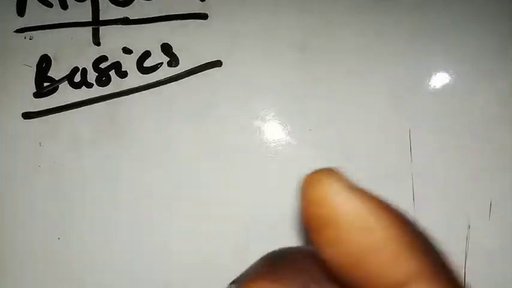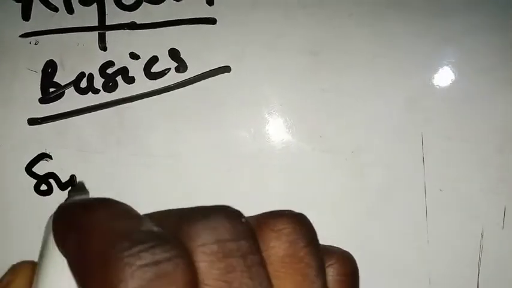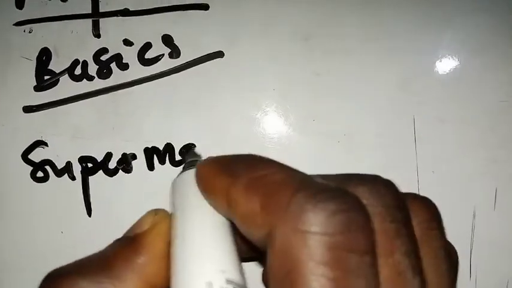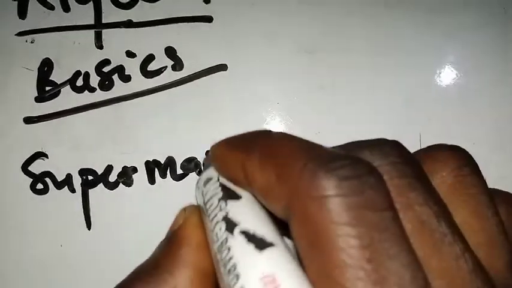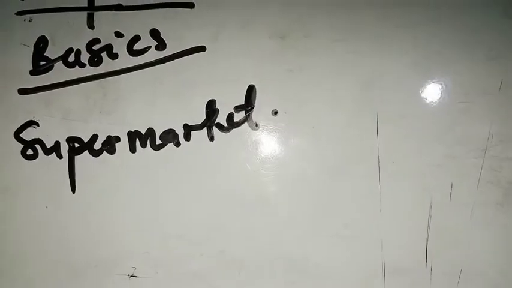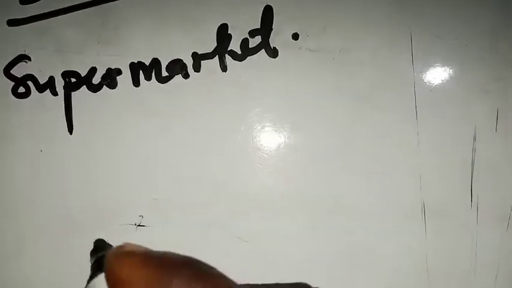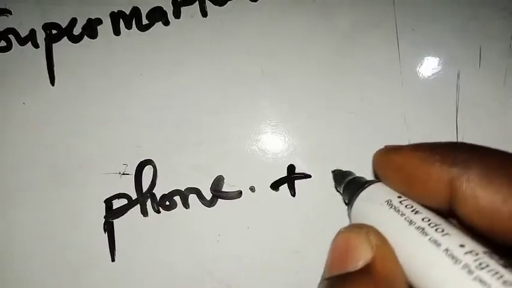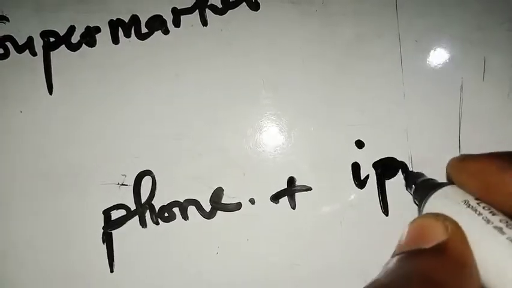Now, let's say you get to a shop. This can be a supermarket. When you get to the market, let's say you want to buy some items. What is normally bought is, for example, a phone. So let's say you want to buy a phone at a shop, and then after buying the phone, you may need an iPod.